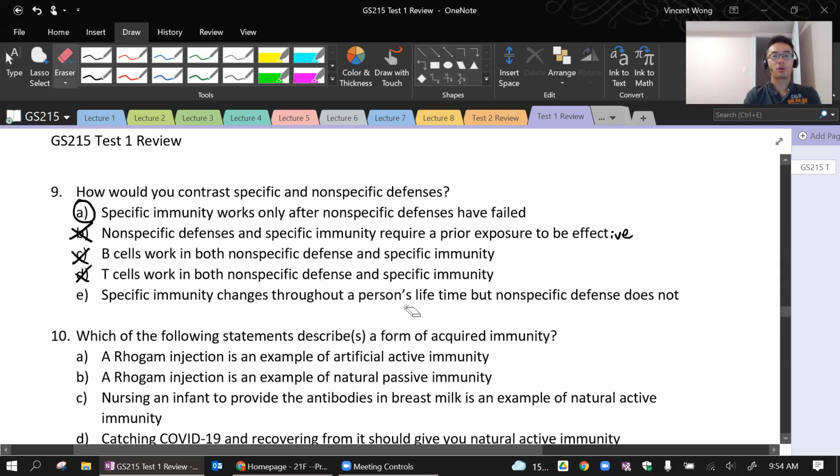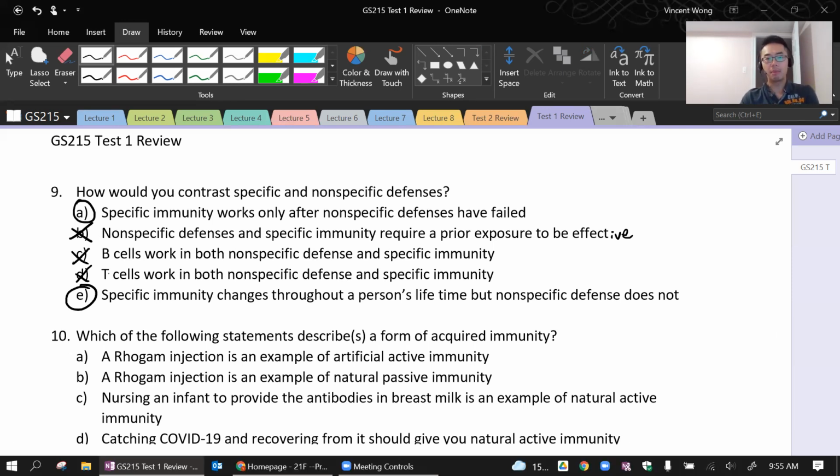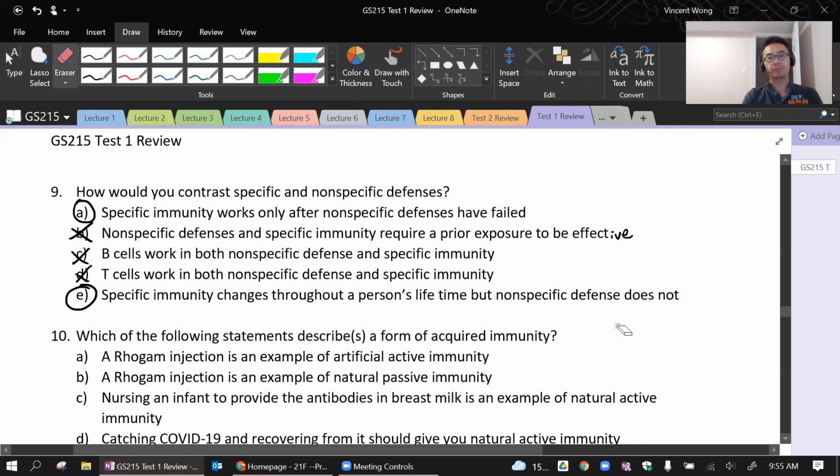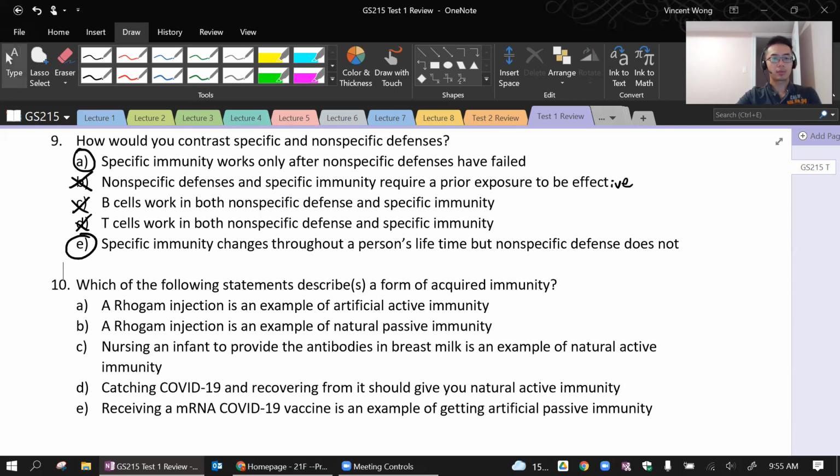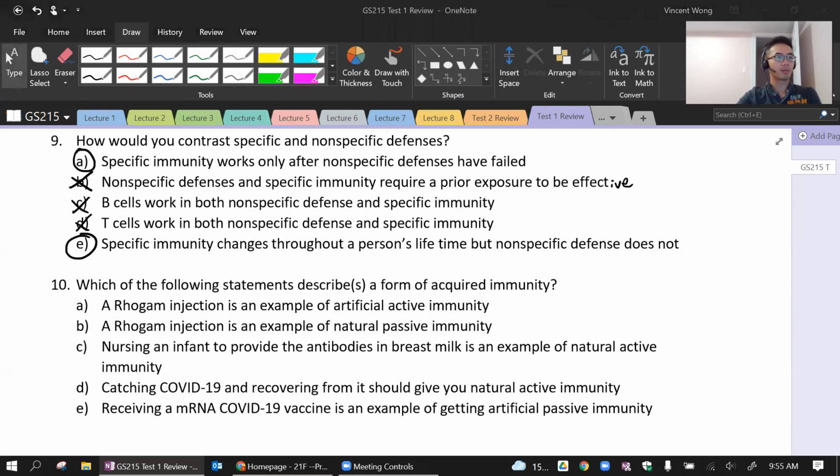Specific immunity changes throughout a person's lifetime, but non-specific defense does not. That is true, okay? As you get exposed to more pathogens in your lifetime, as you get immunized, your specific immunity will change because now you have more memory T cells for those things, but non-specific defense will remain the same. The barriers, the inflammation, those don't change. Okay, next one, another multiple choice question. This one is a single answer, I believe. Go ahead.